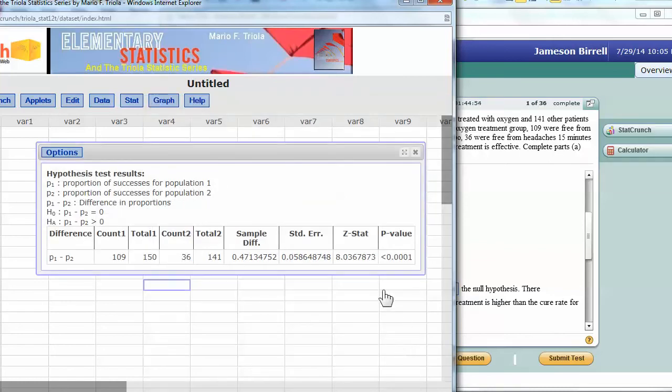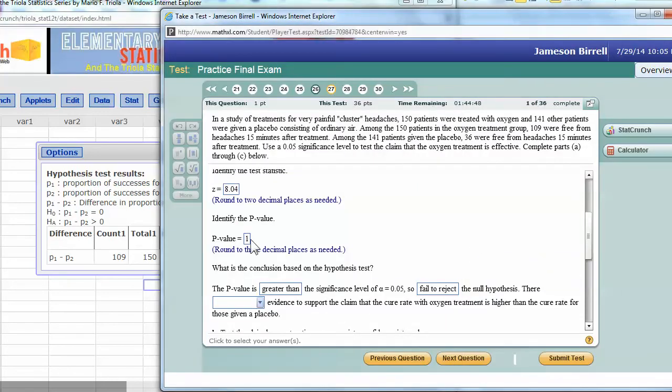So compute. Okay, test statistic turns out to be the same. P-value though turns out to be very small, essentially zero for us. So the p-value greater than? Nope. The p-value is less than. So we will reject the null. And if we're rejecting that there is no difference between the group's results, then essentially we're rejecting that it's ineffective. And so there is sufficient evidence to support the claim that it is effective.